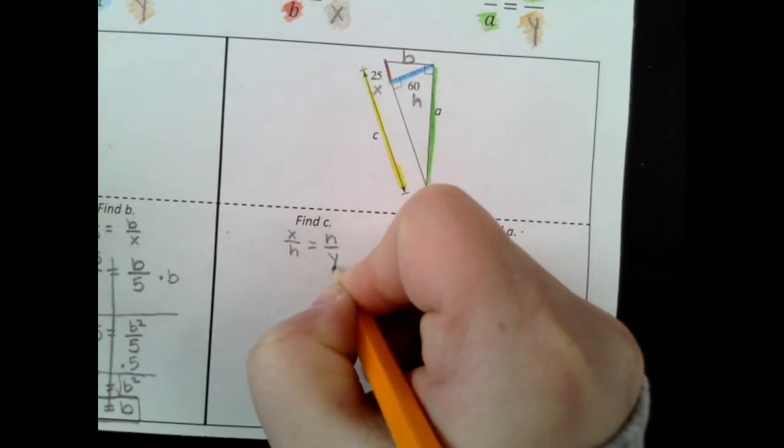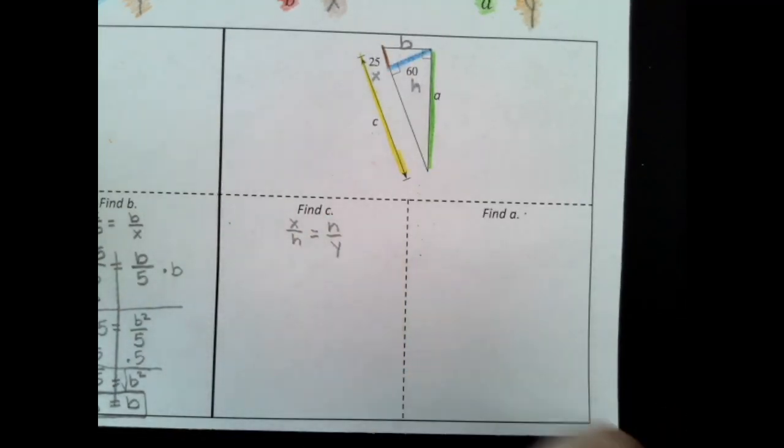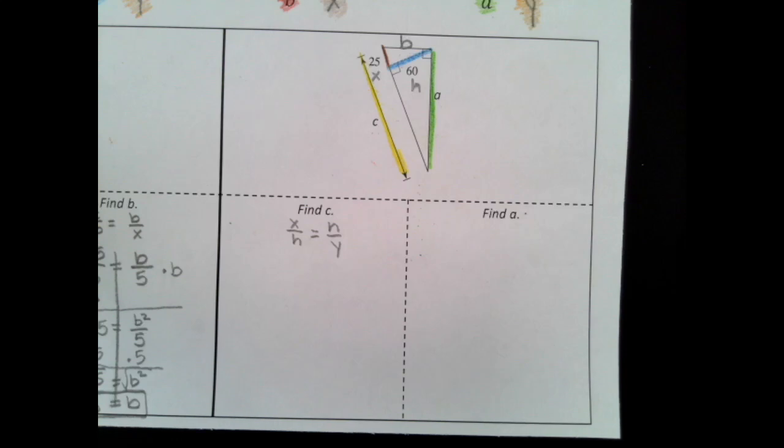And now you're probably looking at this being like, we were going to find C. There's no C here. You're right. But to find C, we actually have to find another part first. And this is the only one that we can do where we have numbers in and we're only missing one part.